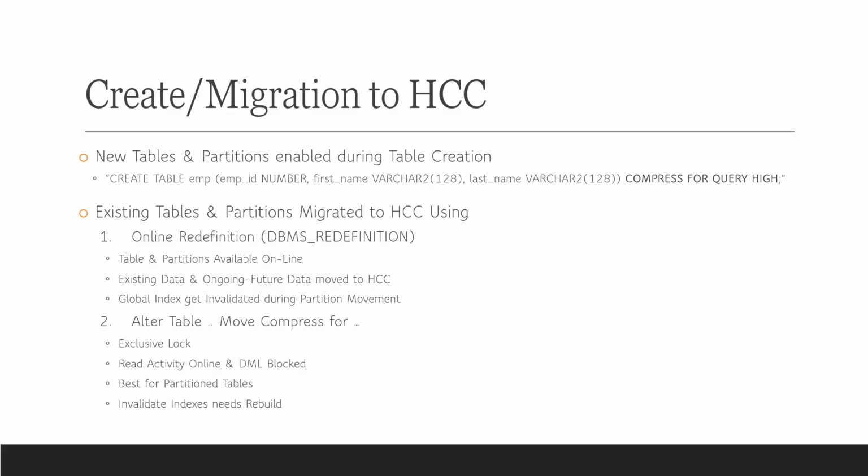So basically whenever you create a table, you can just create it as compress for query high. Otherwise, you can use an online redefinition or alter table move to migrate the data from the normal storage to hybrid columnar compression storage.